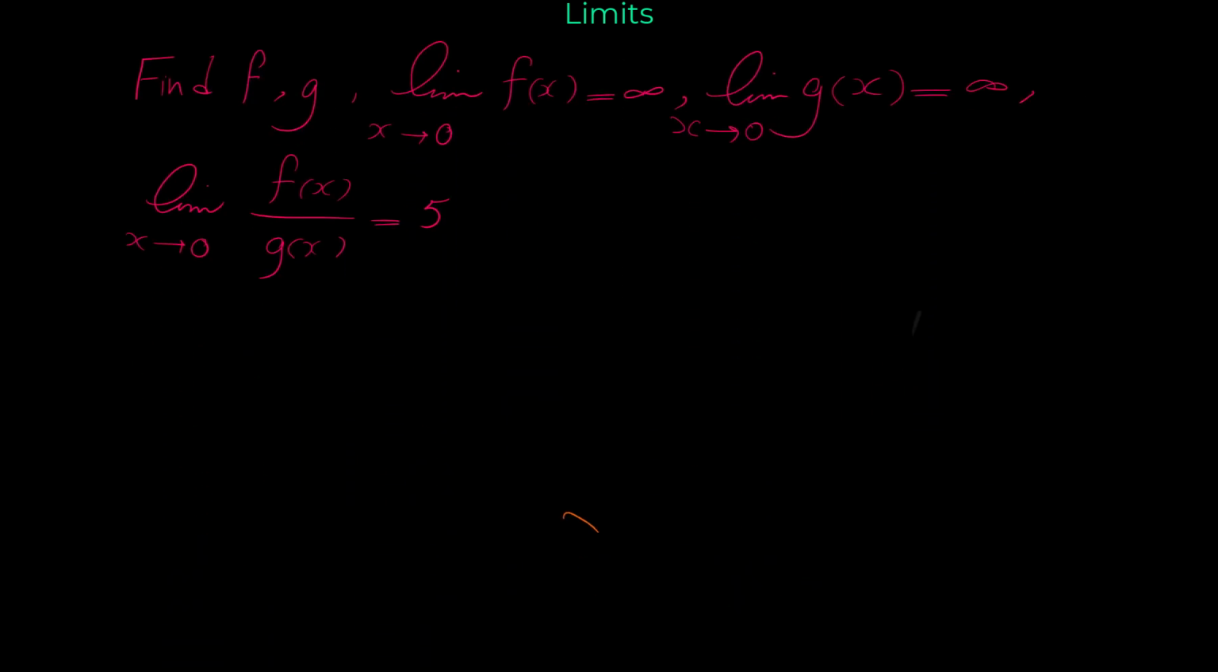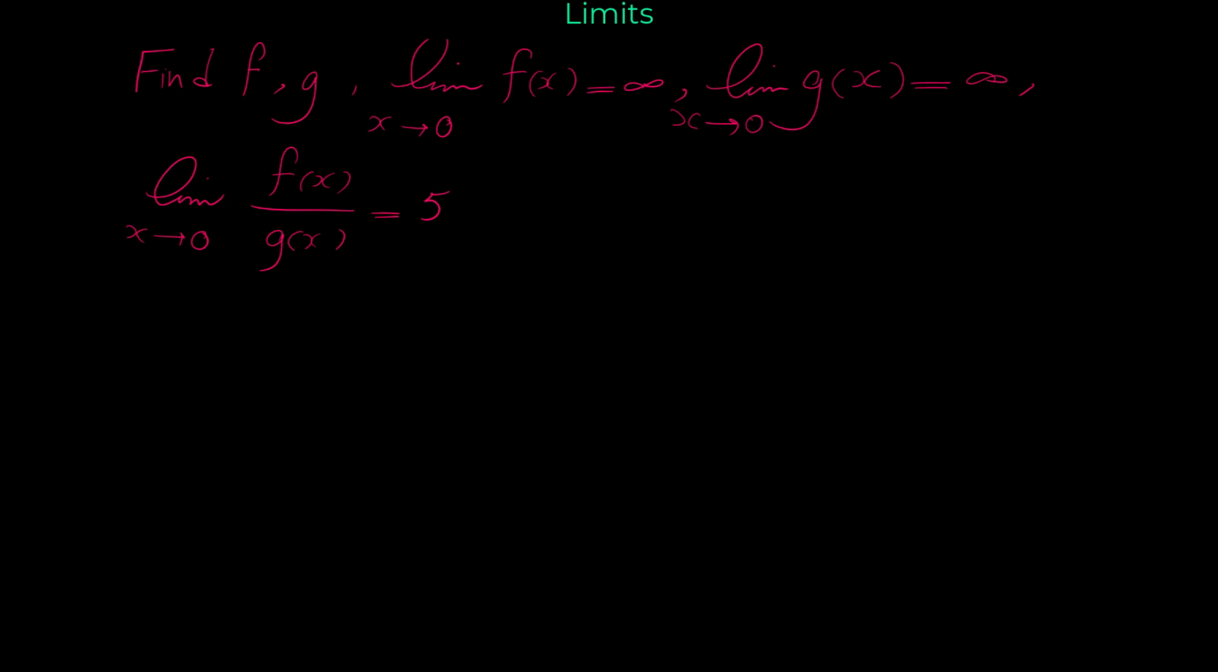Now look at the next question here. Find f and g such that limit of f of x is infinity, limit of g of x is infinity, but here we want the limit of f over g when x approaches 0 to be 5. So here we look for a function f such that limit of that function is infinity, but f is 5 times bigger than g. Attention again, limit of f over g is 5. So this means f is 5 times bigger than g. What can you choose for f?